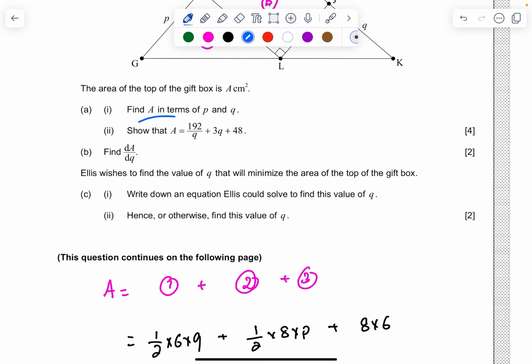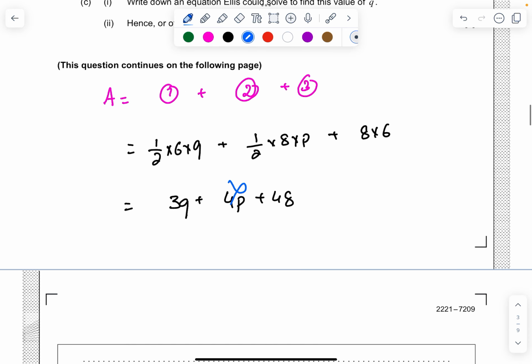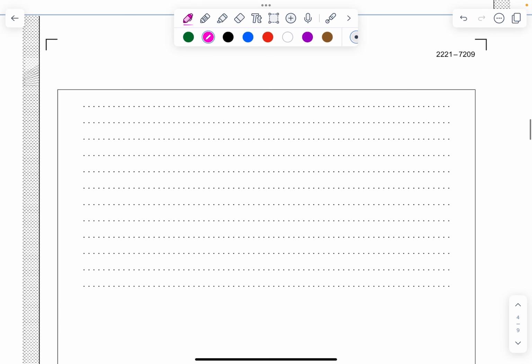But what is he asking in this one? Area equals 192 upon q plus 3q plus 48. I don't want p. P should not be there at all. So what is the area we got? Area we got as 3q plus 4p plus 48.